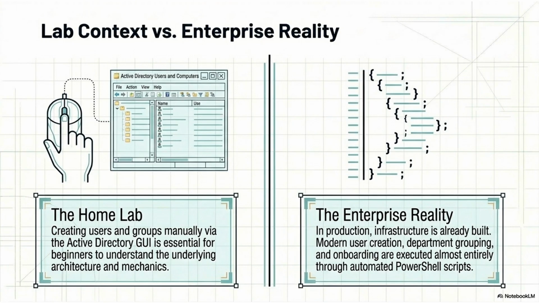So creating users and groups in a home lab, as you can see, versus the enterprise reality. In the home lab, you use your GUI, which is essential for beginners to understand the underlying infrastructure and architecture. In the enterprise reality, in production, the infrastructure is mostly already built, and modern users just come through. The department grouping and onboarding are executed almost entirely through automated PowerShell scripts that we spoke about.